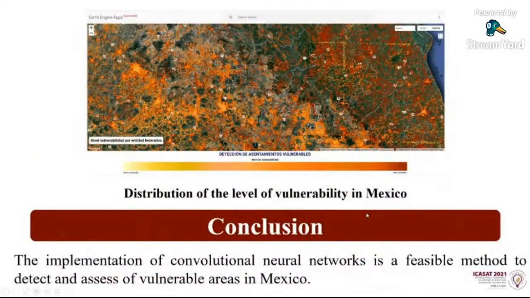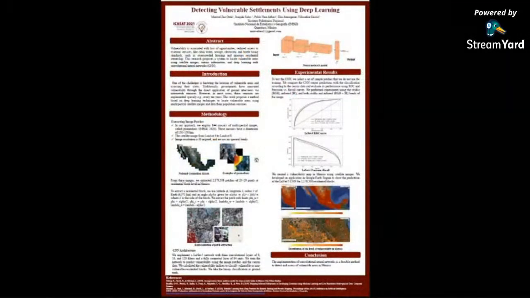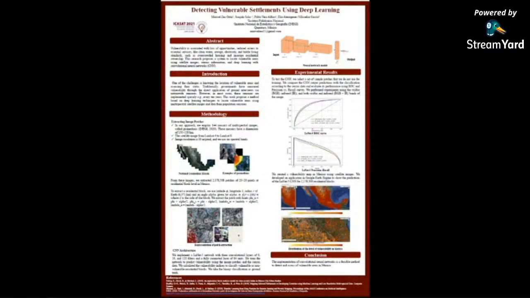In conclusion, the implementation of a convolutional neural network is a feasible method to detect and assess vulnerable areas in Mexico. This was the content description for this poster. Here you can see the complete structure. Thank you so much.